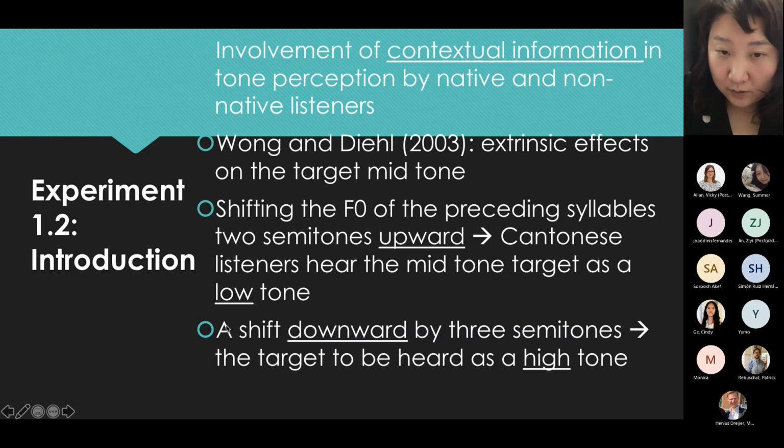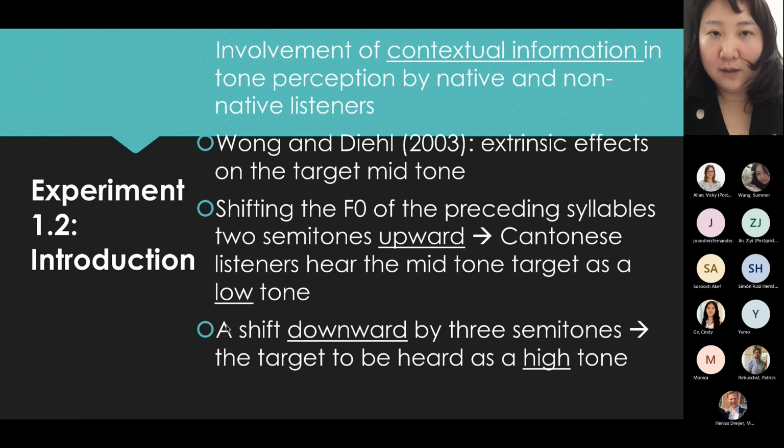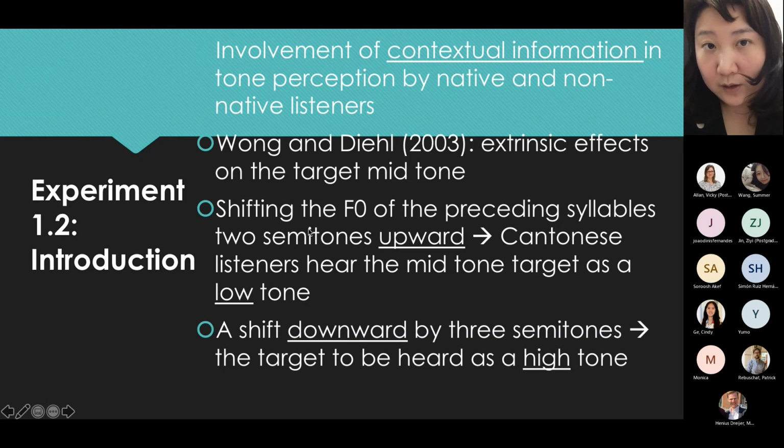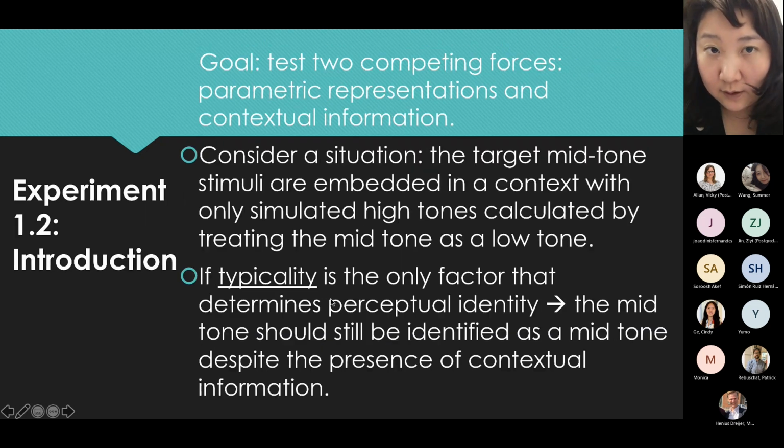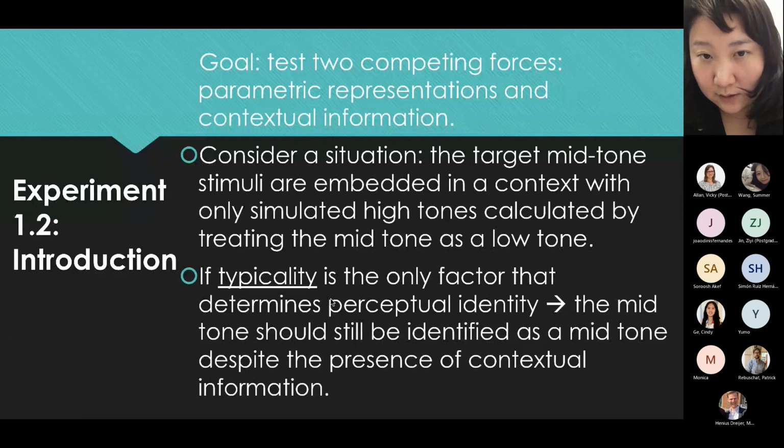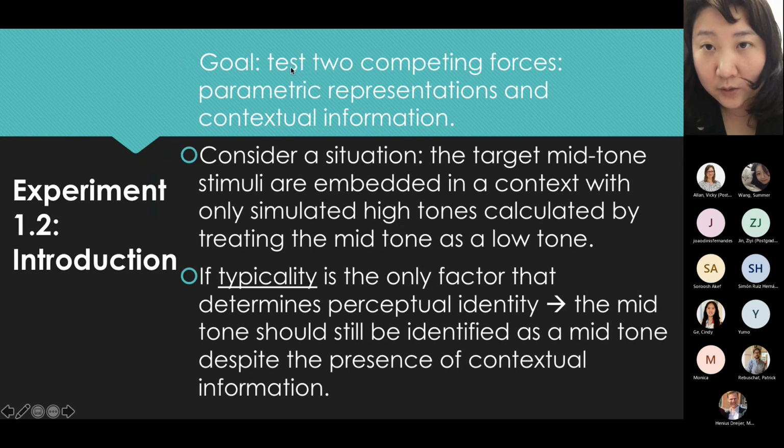So that's not what we're interested in. We're interested in whether, when the contextual information is present, the parametric representations are still in force. So we would like to test two competing forces, the parametric representations and the contextual information. So let's consider a situation.